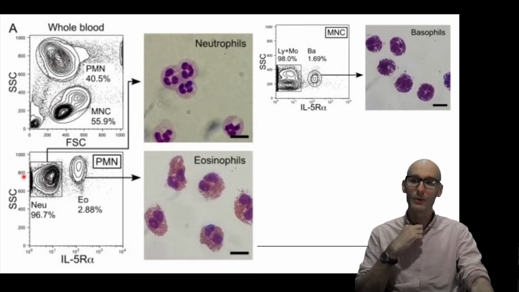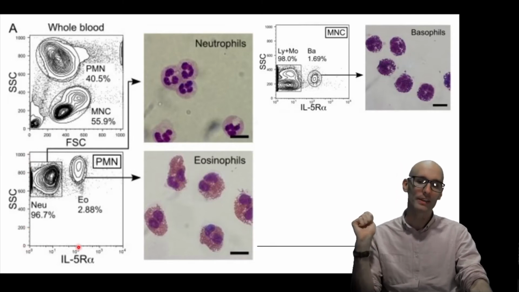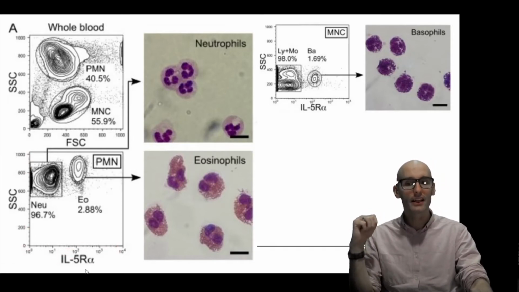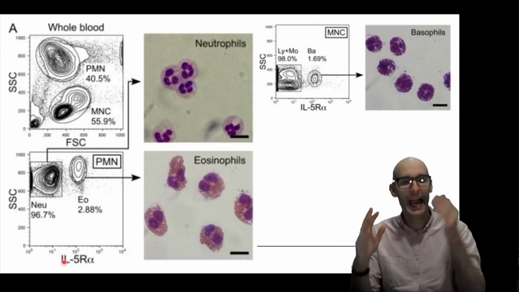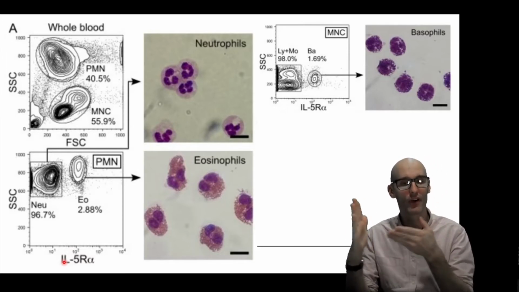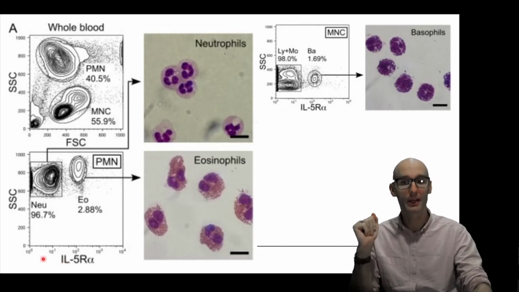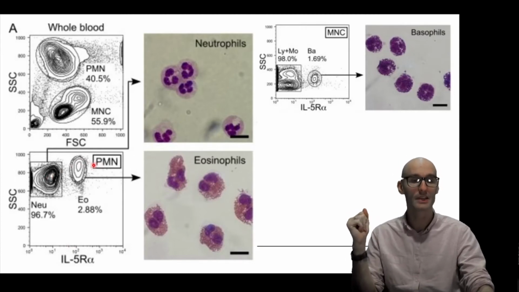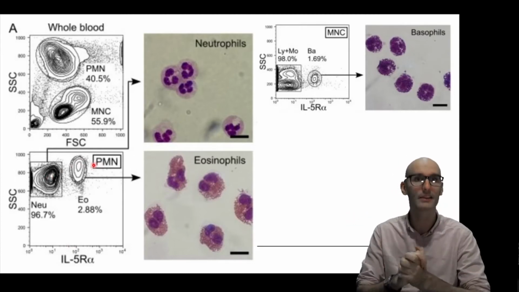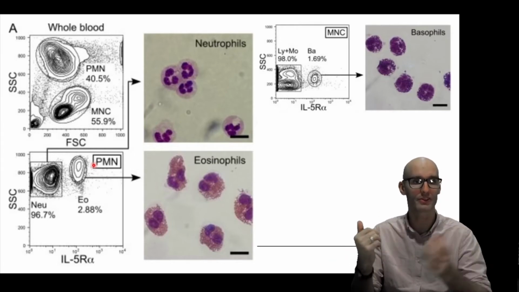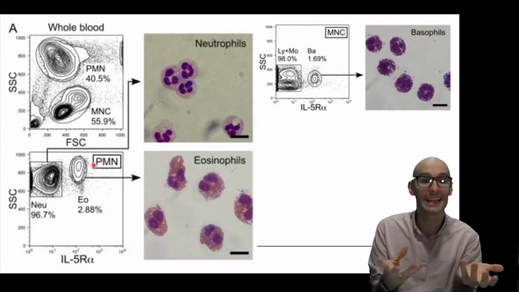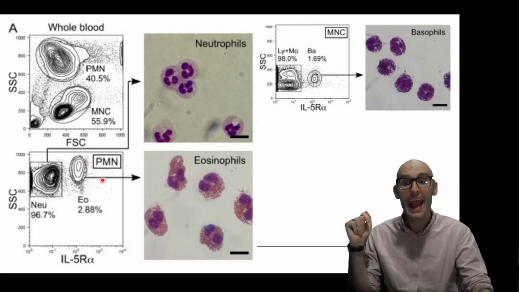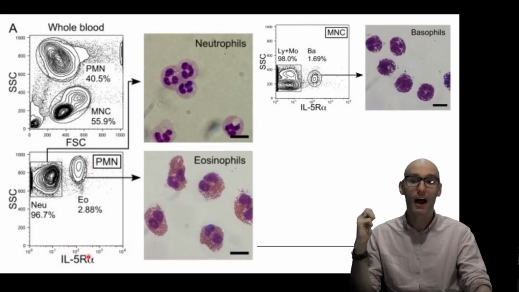Now on the y-axis, we've still got side scatter, but on the x-axis, we've got the interleukin-5 receptor. So this is an antibody that will bind to the interleukin-5 receptor and fluoresce. So then we can measure that fluorescence with the lasers and the flow cytometry machine, and we would be able to distinguish two different populations. Now remember, the Th2 cell is producing interleukin-5, the inflammatory anti-parasite cytokine, and the IL-5 receptor is only found on eosinophils.